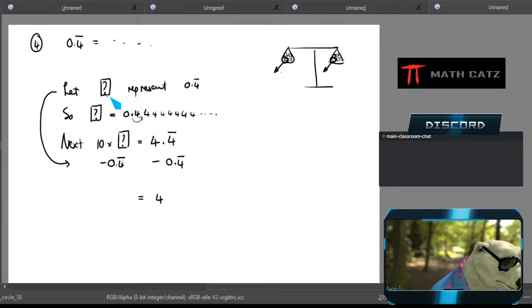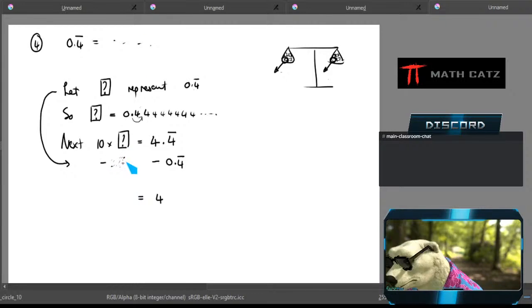my question mark in a box is exactly the same as 0.4 repeating. These two things are equivalent. So instead of me saying, I'm just speaking the wrong language here. Instead of me saying take away a 0.4 repeating, I can say take away a question mark in a box because they are the same.